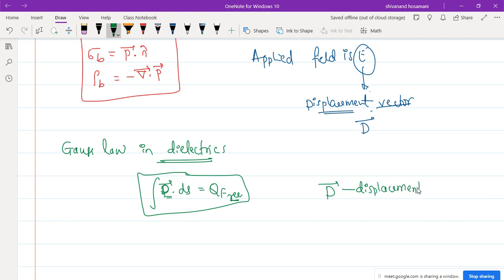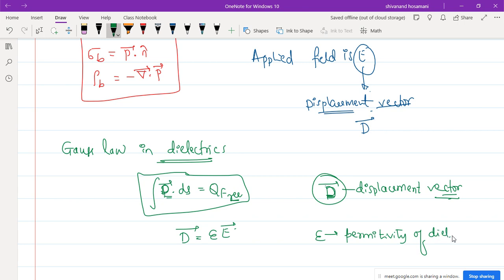So what do you mean by this displacement vector? It is another form of an electric field, the electric field being defined in terms of dielectrics. That d vector is equal to epsilon into E, where epsilon is nothing but the permittivity of the dielectric medium.